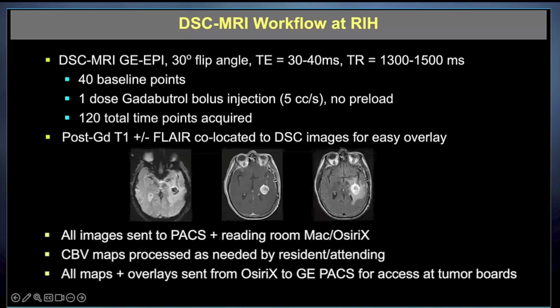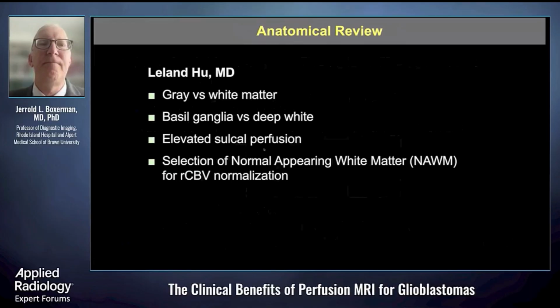And all of our images are sent to PACS and our reading room MAC, where we process the CBV maps as needed, and all maps and overlays are sent back to PACS for access at subsequent tumor boards. Okay, with that said, I'll now turn the forum over to Leland, who will provide an anatomical review that could be helpful for interpreting the CBV images.